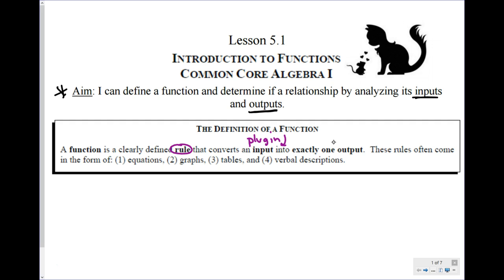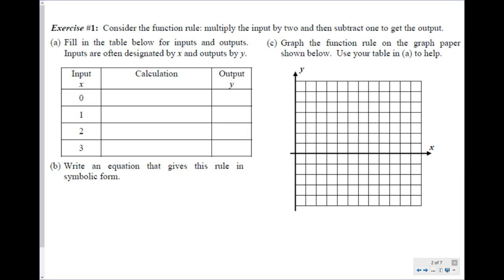These rules often come in the form of 4 different things. You can have an equation, you can have a graph, a table, and a verbal description, and they all represent the same function. Okay? So let's take a look at an example of a function now that we have the formal definition. So exercise 1, consider this function rule. Like I said, there's always a rule, and it usually has to do with how we look at numbers. Are we multiplying, adding, subtracting? What are we doing to the number?